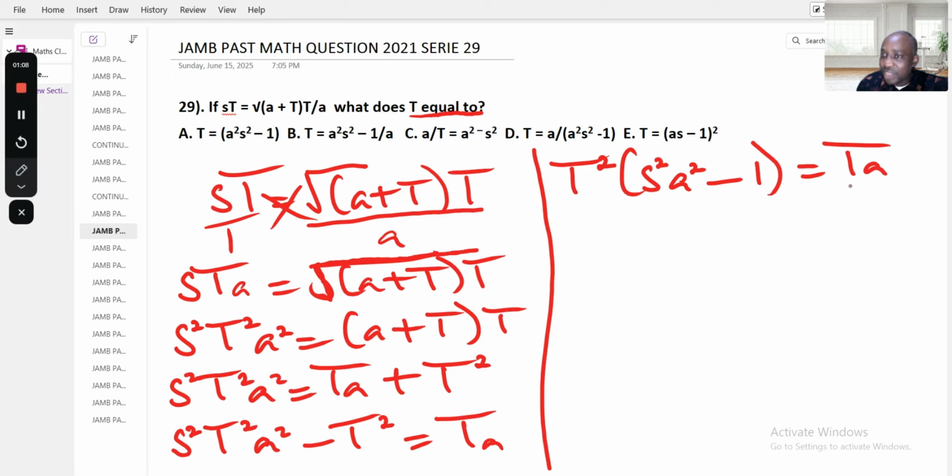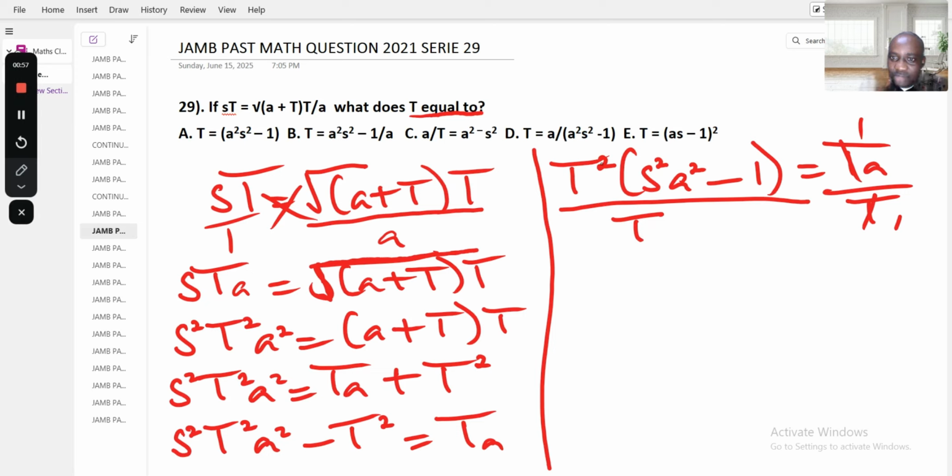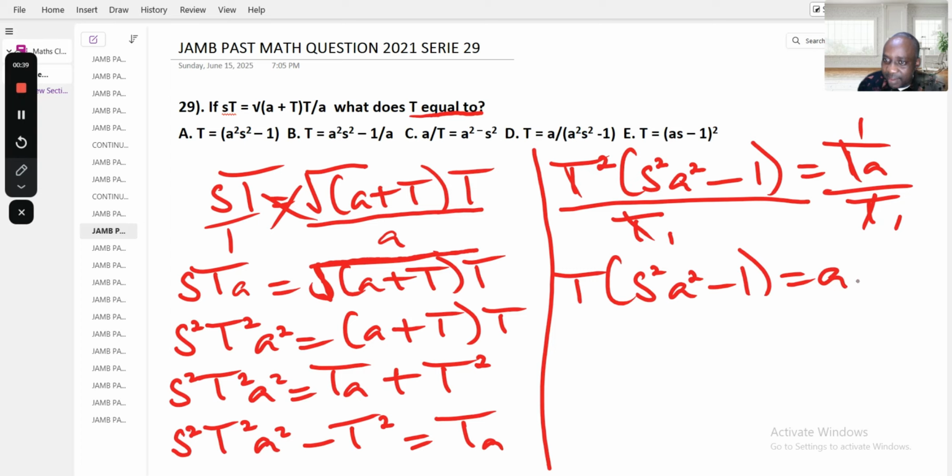As if a, we are trying to substitute for a. Divide this side by t. Divide this side by t. t here 1, t here 1. When you remove one t out of this t squared, it's going to remain 1 t, isn't it? t here 1, t here is going to remain 1 t. Therefore, t bracket s raised to power 2, a raised to power 2 minus 1 bracket, what is going to remain here? a, isn't it?